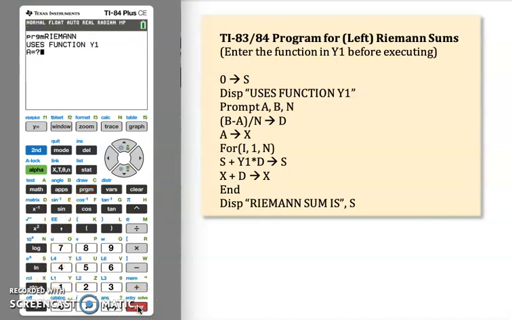It says use function Y1. Let's tell the program where we want to start from. I want to start from 0 and go all the way to 4. For the first question in our investigation number 6, we are going to use 4 rectangles. So N is 4. And then your program should calculate the sum for you. You can reuse this program for the next question in that investigation to calculate the Riemann sum for 20 rectangles, 40 rectangles, and so on.